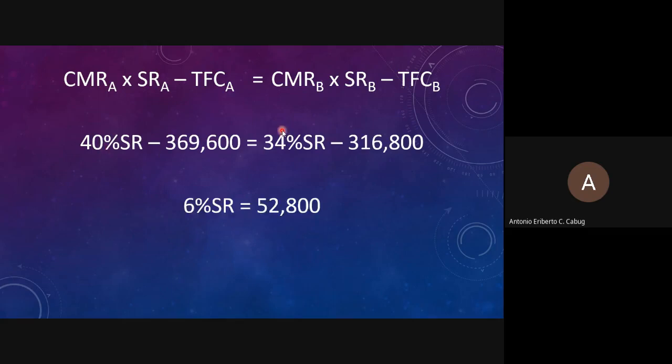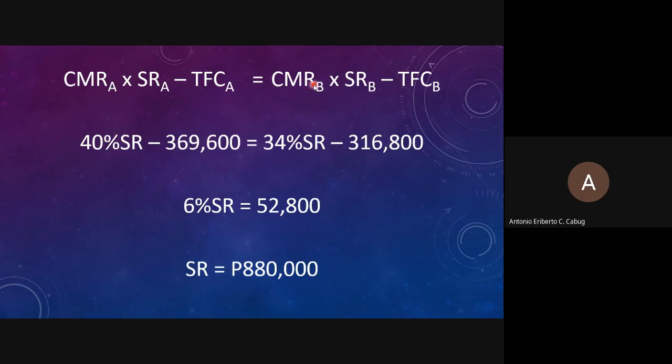40 minus 34 is 6% SR. 369,600, bring it here, it becomes positive. Minus 316,800, you have 52,800. The level of sales, which will give them the same profit, is therefore 880,000 pesos. Interpretation. The sales revenue of 880,000 pesos will give the same profit whether you produce mountaineering or touring.